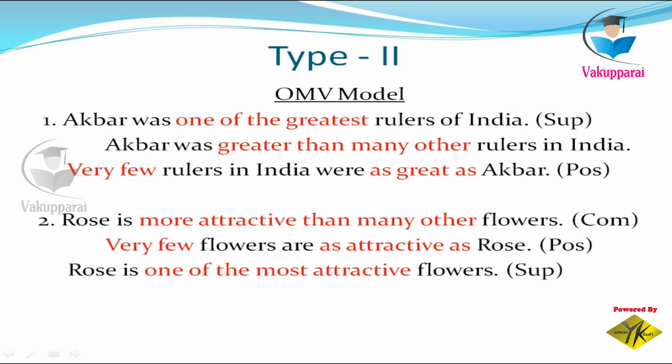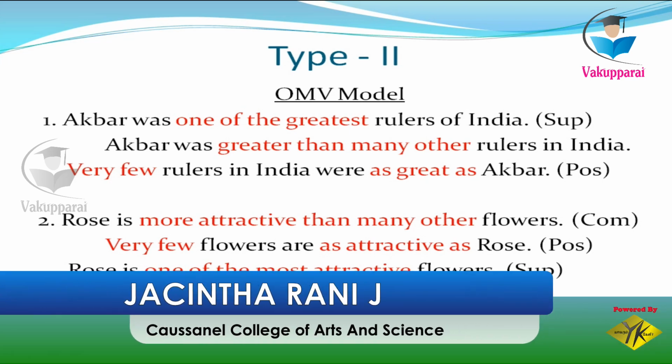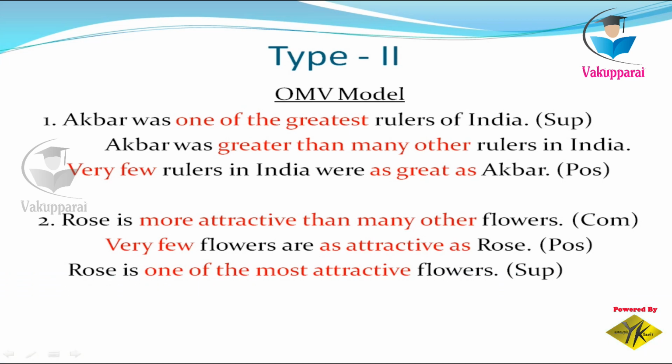So when we mention "very few rulers", this subject is in plural. So we have to mention the verb in the plural form. Okay, so "very few rulers in India were as great as Akbar". So "great" will be changed to "as great as" in positive degree, you know. So I hope you understand.